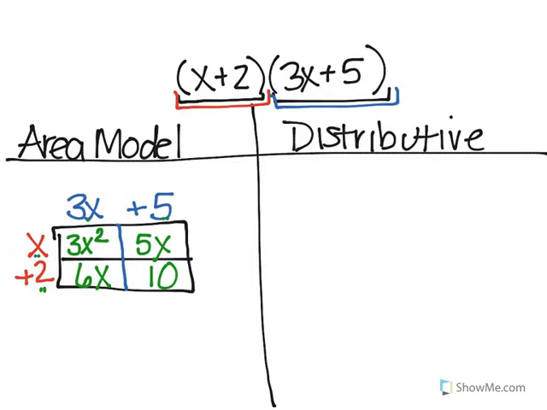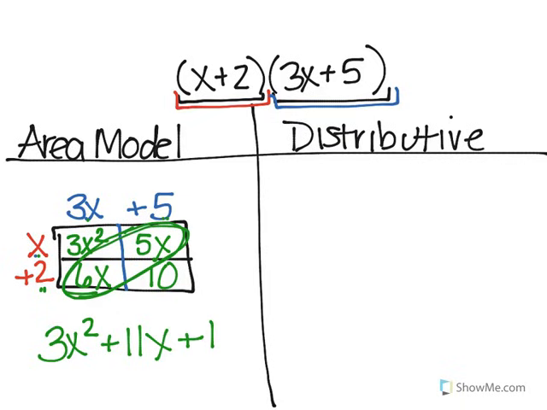One thing that I love about the area model is that now that I have these partial products and I need to combine like terms, my like terms are right on the diagonal. So my final simplified expression is 3x squared plus 11x, and I got that 11x by combining these like terms of 6x plus 5x, plus 10. So the simplified expression is 3x squared plus 11x plus 10.